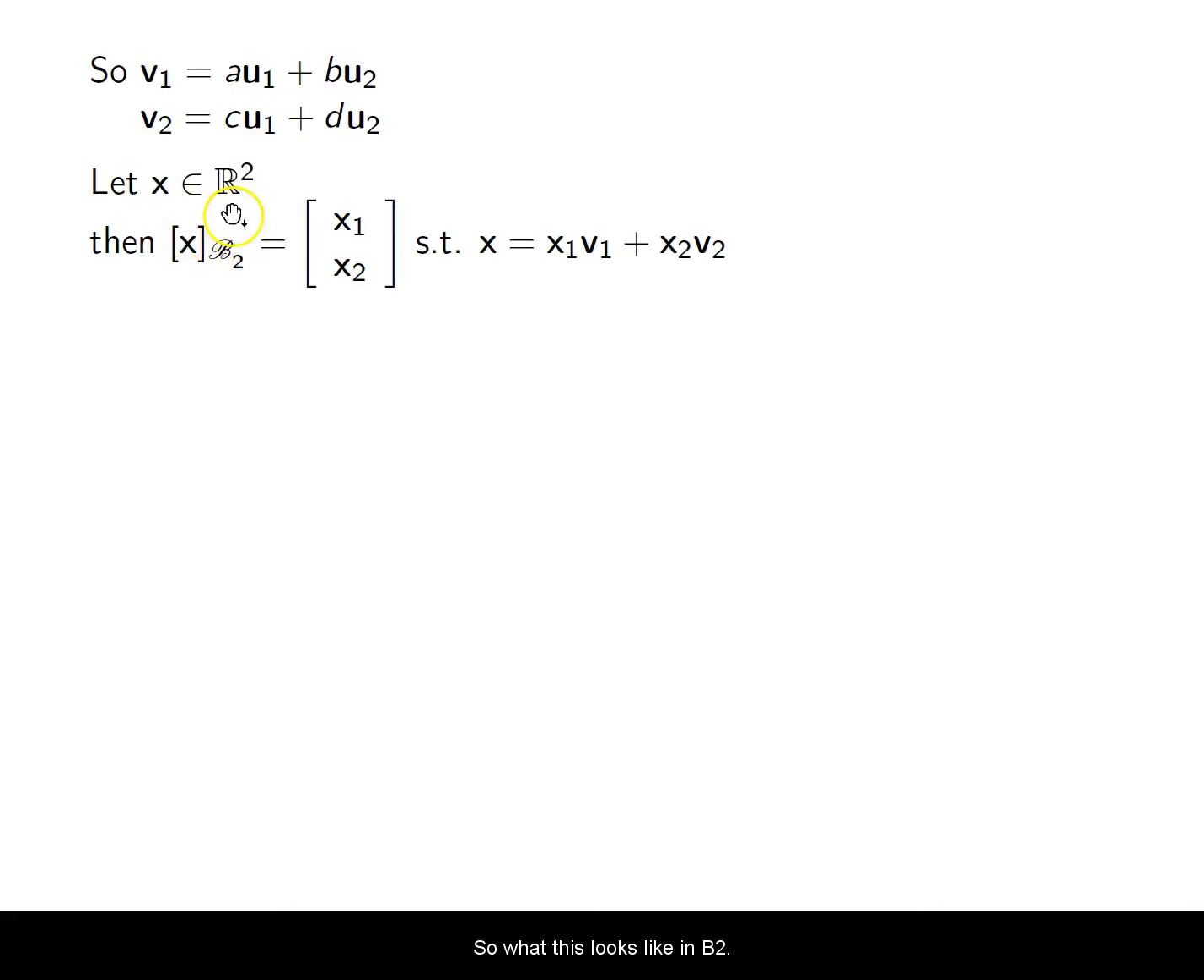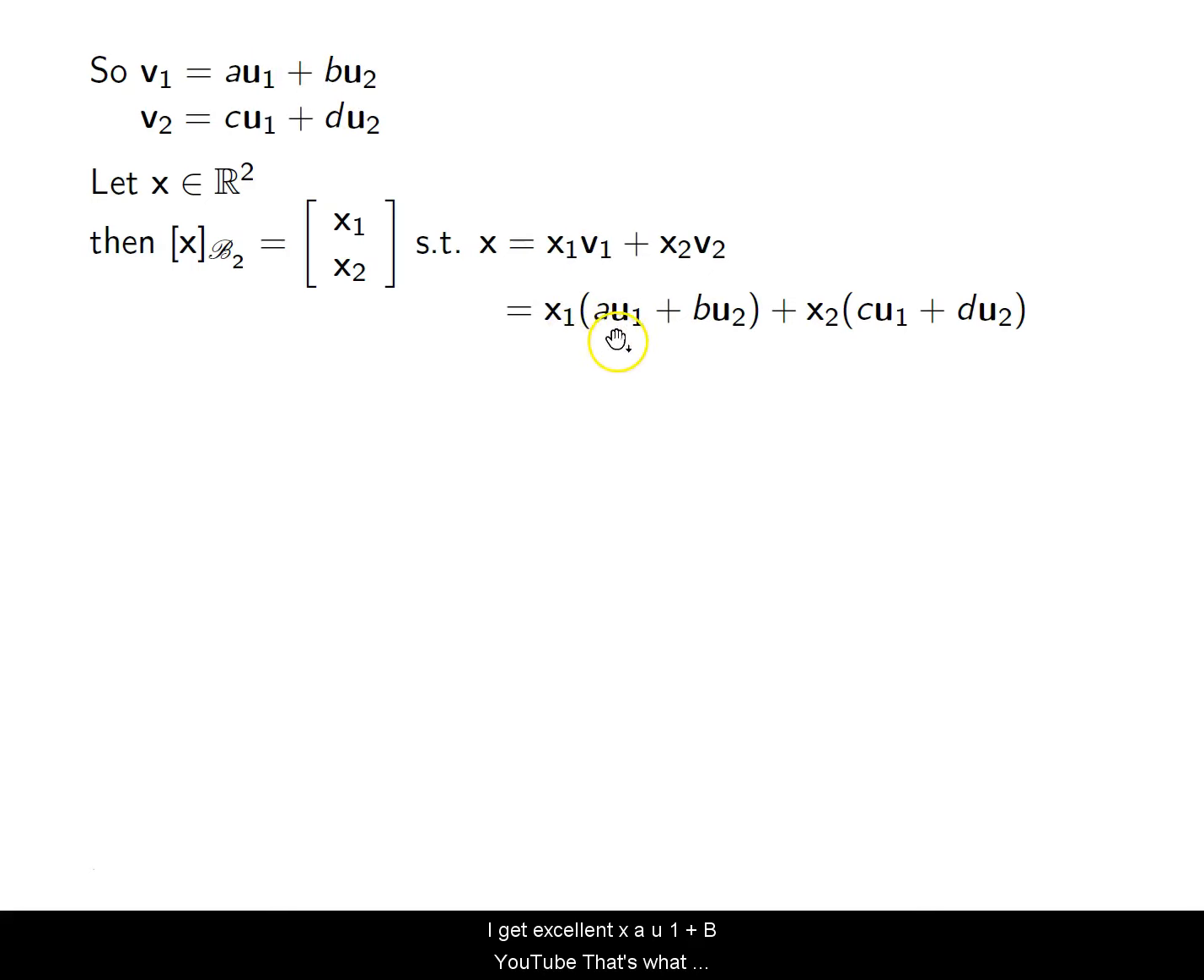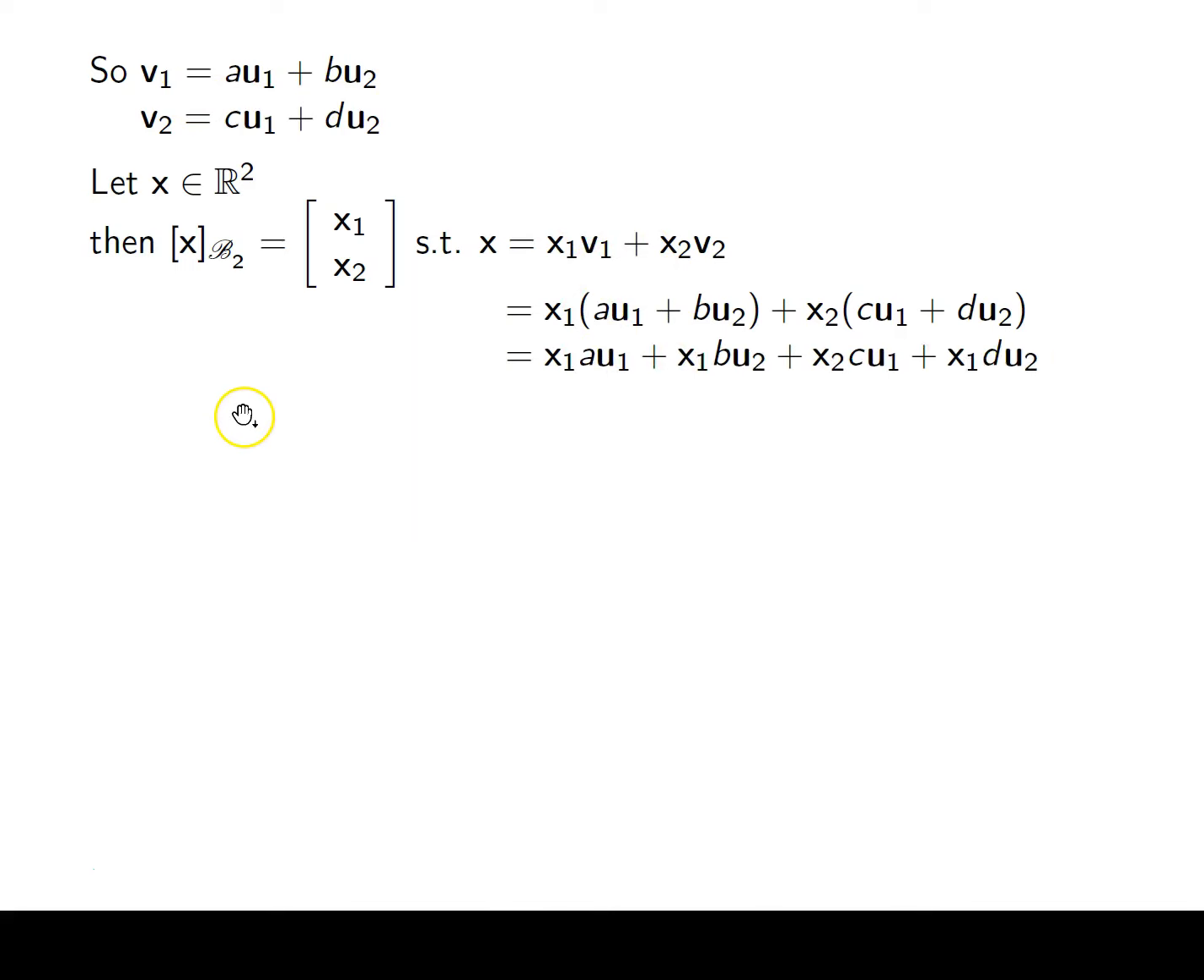Okay, so what this looks like in B2 is its components multiplied times the basis vectors, right? The first basis vector and second basis vector. So if we do a substitution for V1, I get x1 times (A U1 plus B U2). That's what V1 looks like, right? V2 also has this form in the basis 1. But we're just doing a substitution here, okay?